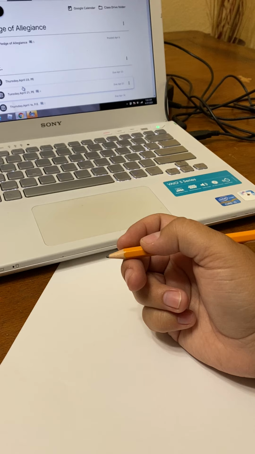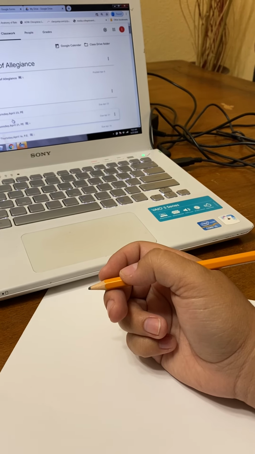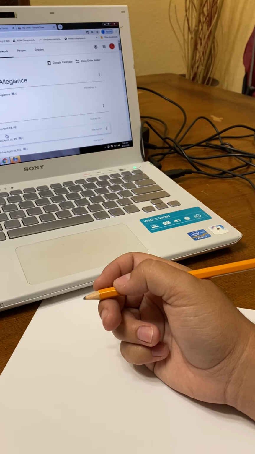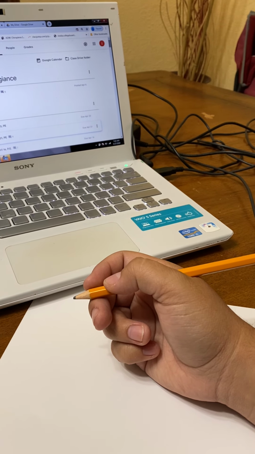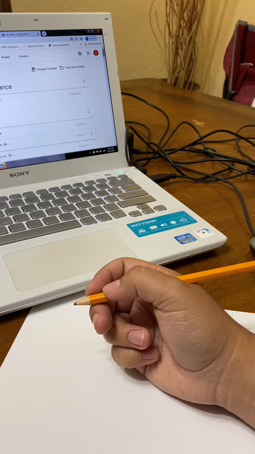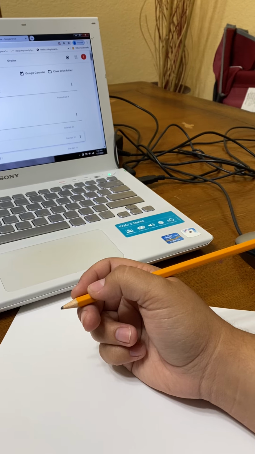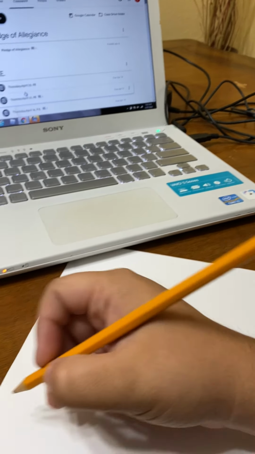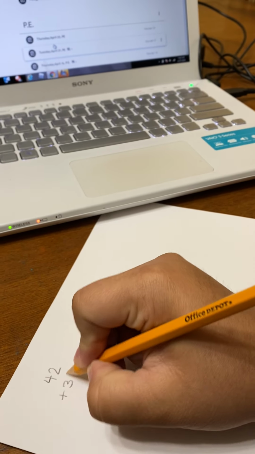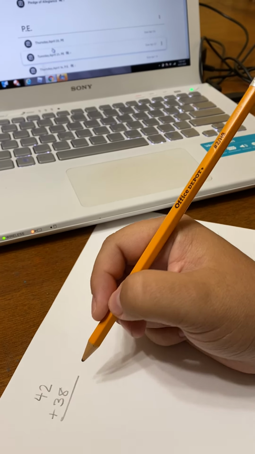Noah and his brothers Daniel and Matthew own 147 books. 42 of the books belong to Noah, and 38 of the books belong to Daniel. How many books does Matthew own? First, we have to see how much Noah and Daniel own together. So Noah has 42, Daniel has 38. What you have to do is add 42 plus 38 to find out how many of the books Noah and Daniel own.